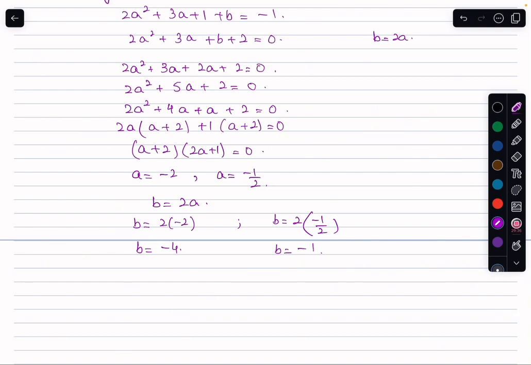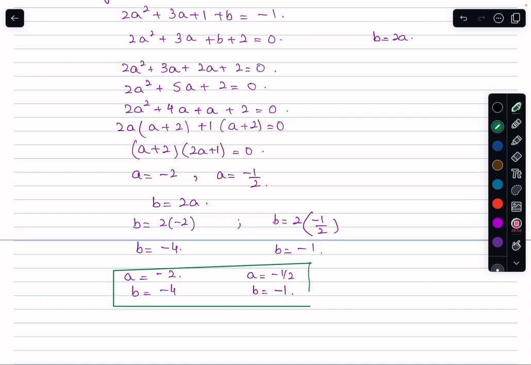Therefore, the set of values of a and b can be: when a is negative 2, b was negative 4. When a is negative 1 by 2, b was equal to negative 1. So these are the sets of values of a and b that I can get with respect to the given condition here. So now we know how to form composite equations and how to solve them also.